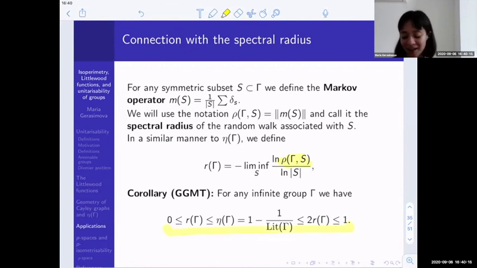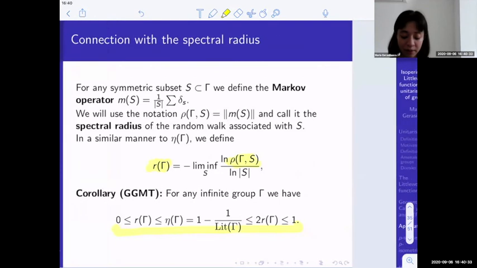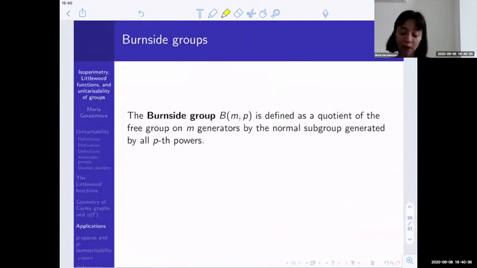But you do not have to try to recall all the inequalities, just to say that sometimes when we know something about this spectral radius, we can say something about this R of gamma, and then maybe we can estimate the Littlewood exponent for some groups. For example, it was done for Burnside groups. I already mentioned them, and this is the example of torsion groups, which are defined as the quotient of the free group on m generators by the normal subgroup generated by all p-th powers.